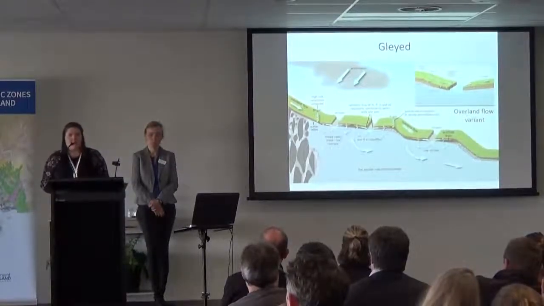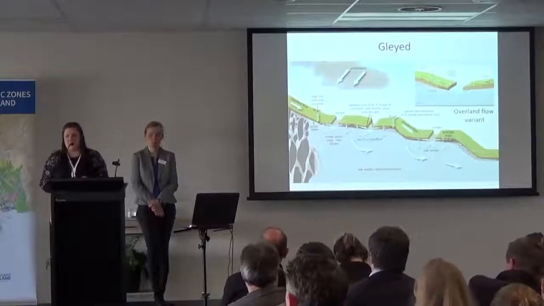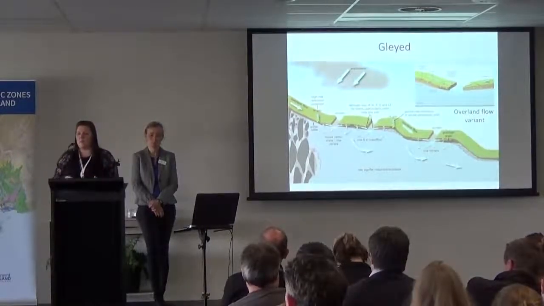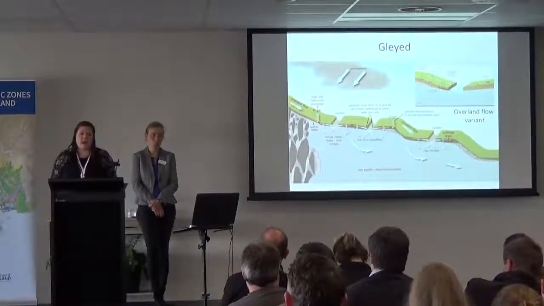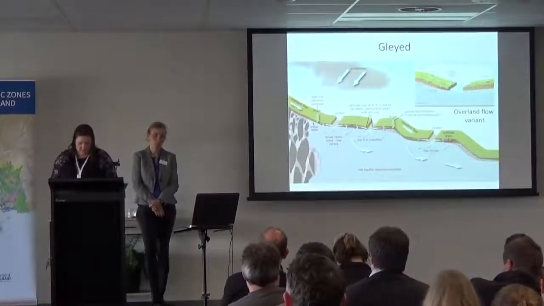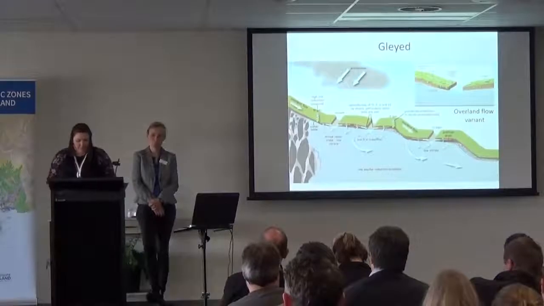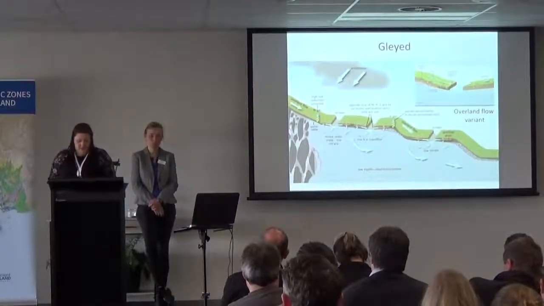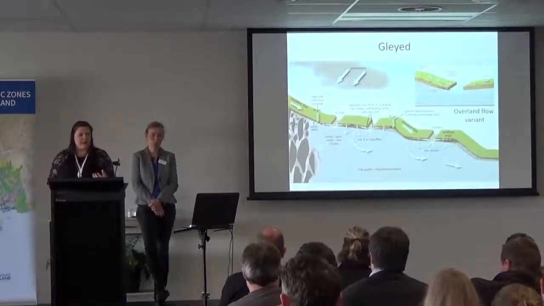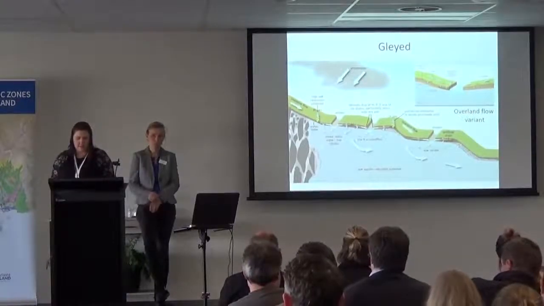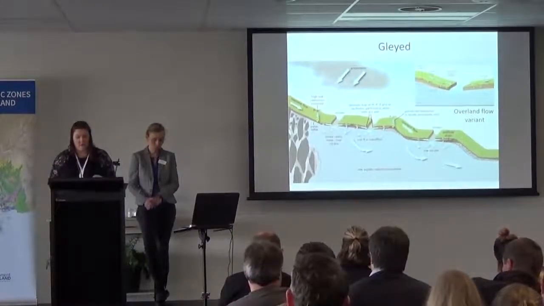And the key pathway is really through that artificial drainage network. So anything that we're going to do to improve water quality has to target how we're draining the land. There's low nitrogen in the deep drainage because of the higher reduction potential in the soils and underlying aquifers.